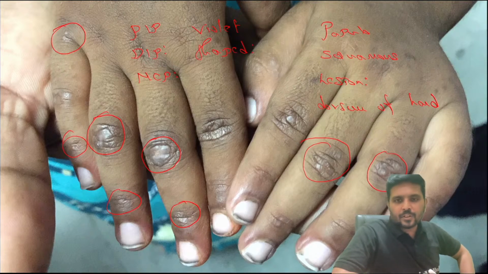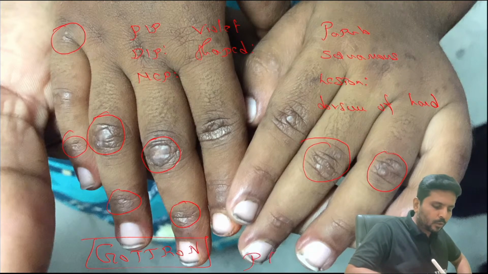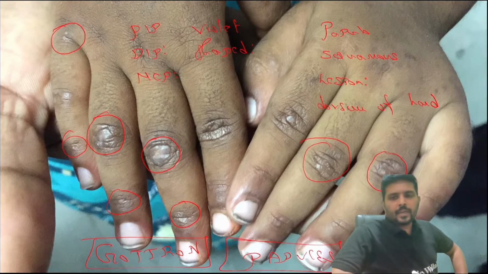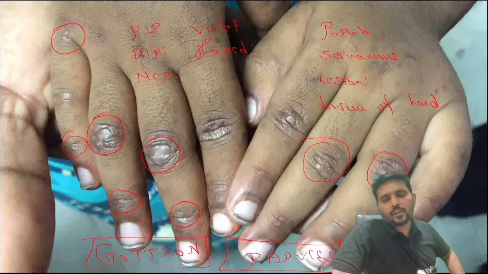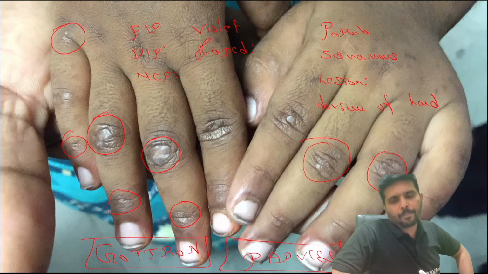Can you tell me what this is called? This is called, as everyone knows, Gottron papules. A topic of rheumatology: these violet-shaped papulosquamous lesions over the distal and proximal interphalangeal joints of the dorsum of the hand are called Gottron papules.